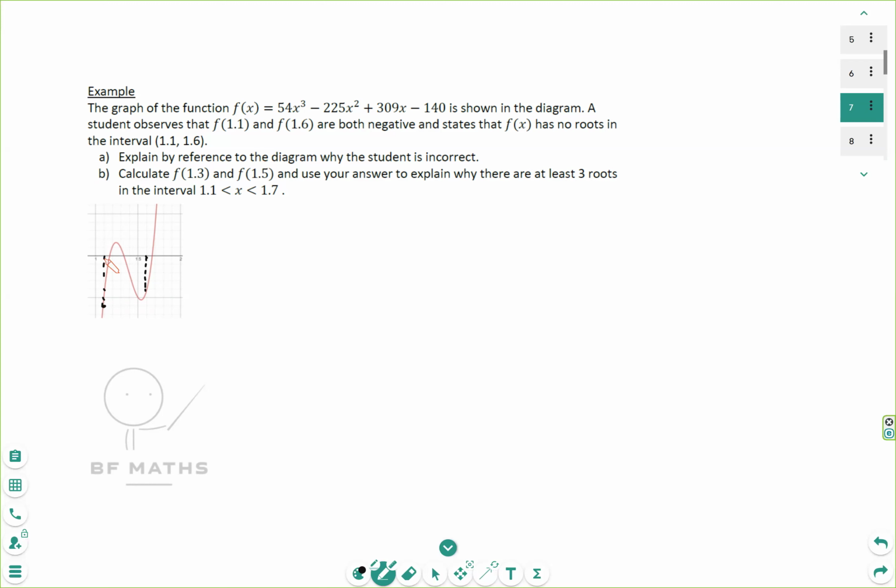Because clearly from 1.1 to 1.6, are there roots? Yes, there are actually two roots, here and here. There are roots. Doesn't it look like a ghost? Boo.